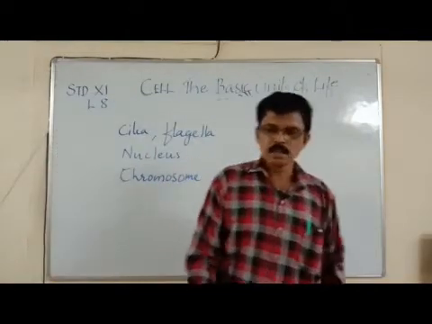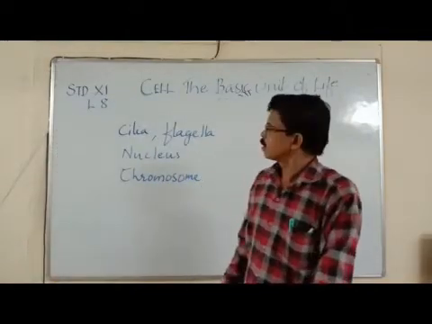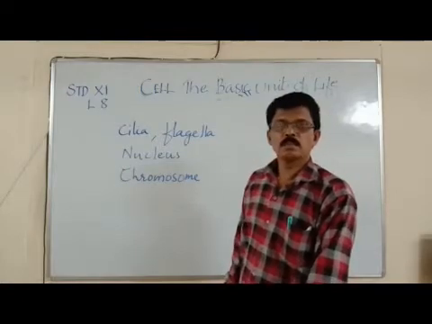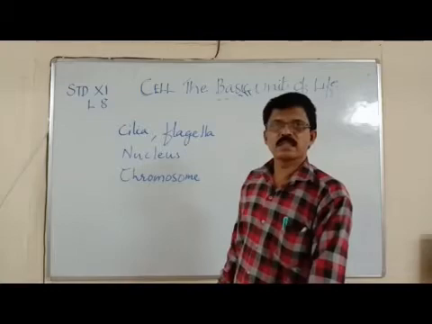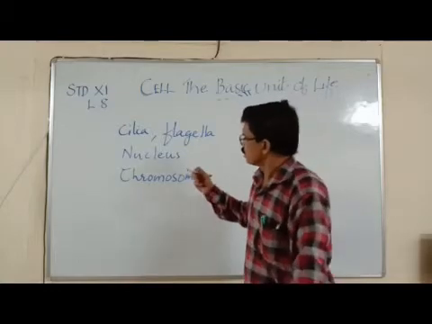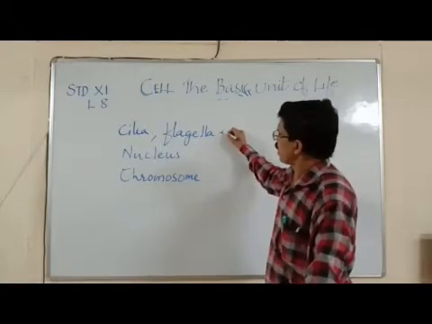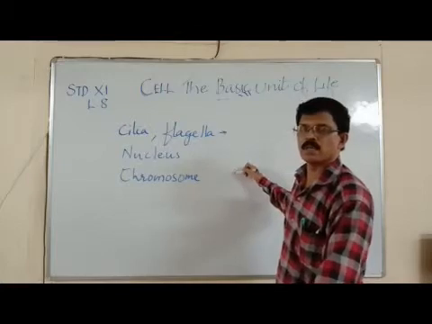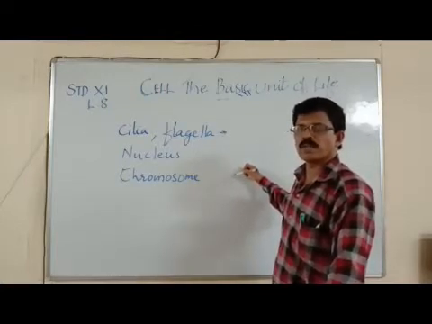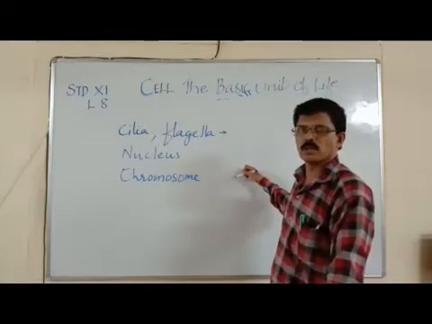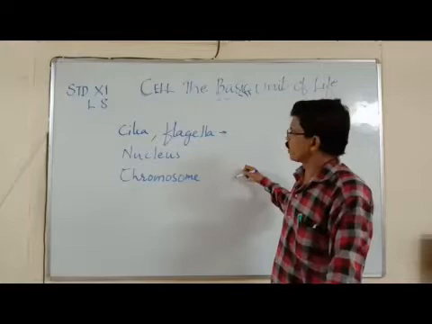Welcome back, children. We are continuing the chapter Cell, the basic unit of life. In this part, we are discussing cilia and flagella. Cilia and flagella are fine hair-like structures present in unicellular as well as multicellular organisms, which help in locomotion or movement from one place to another.